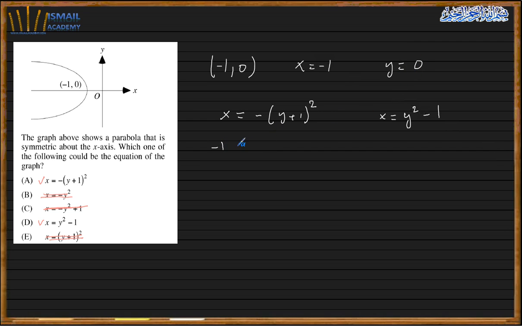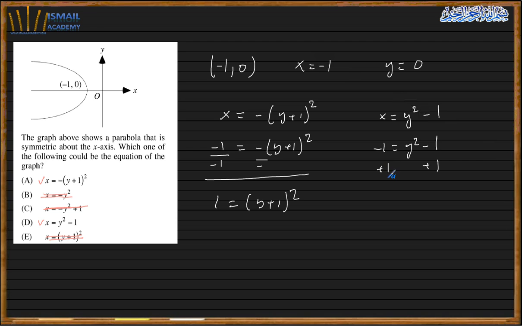So I put minus 1 equals (y plus 1) squared, and I put minus 1 equals y squared minus 1. So here I divide by minus. I got 1 equals (y plus 1) squared. Here I add 1 to both sides. I got 0 equals y squared, which means that y equals 0. If I go further here, I will take the square root, but here I already have my answer.